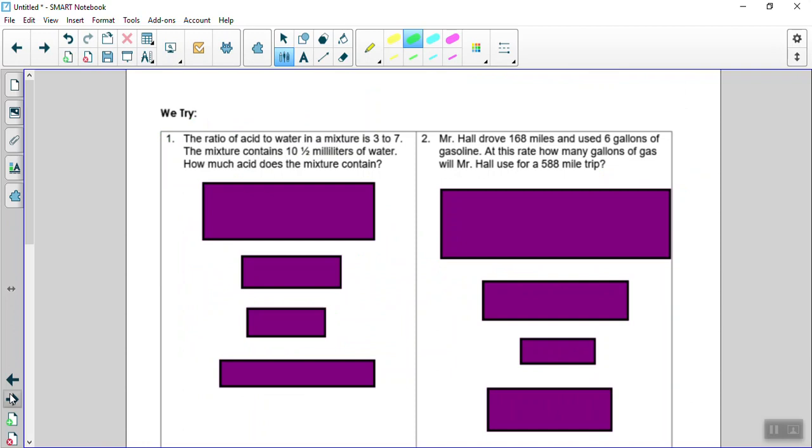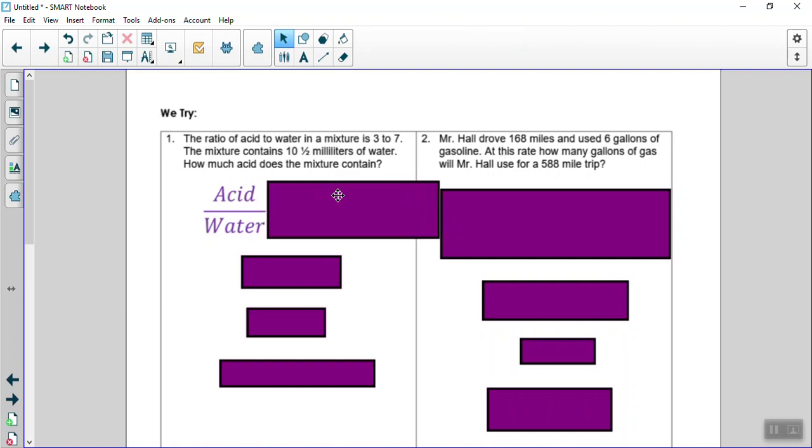So our first question says the ratio of acid to water in a mixture is 3:7. The mixture contains 10.5 milliliters of water. How much acid does the mixture contain? So before I said our first step is going to be to write a word ratio. So here is my word ratio, acid to water. When you write your word ratio, you're just trying to figure out what two things you are comparing. Here we have a mixture and these are the two parts of it, so those are the two things that we're comparing. Then you want to think about how to fill in your proportion.